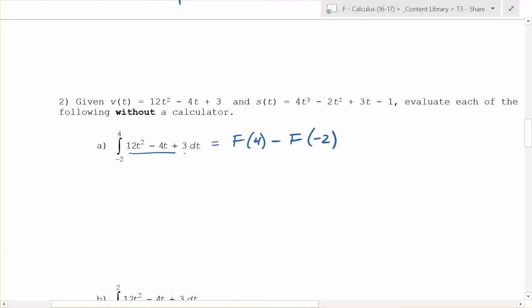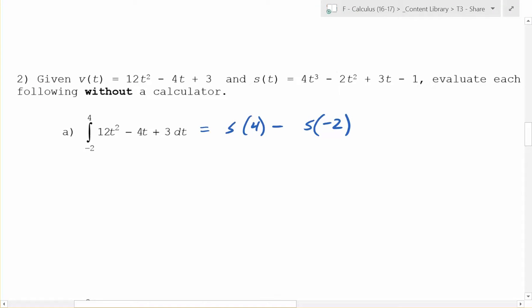So if that's s of t, what do you have to find? S of 4 and s of negative 2. In order to find s of 4 and s of negative 2, what do you have to find first? Oh, look, it actually gives you s, right? Where's s? It's literally written right above where I wrote the blue marker.